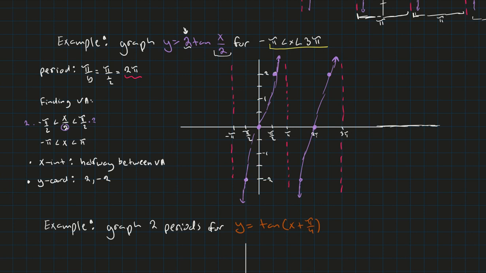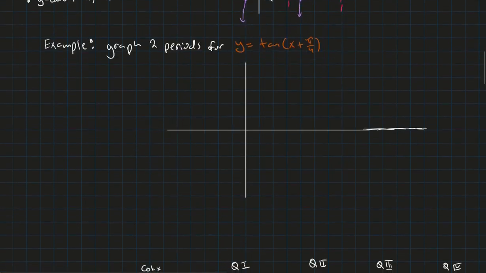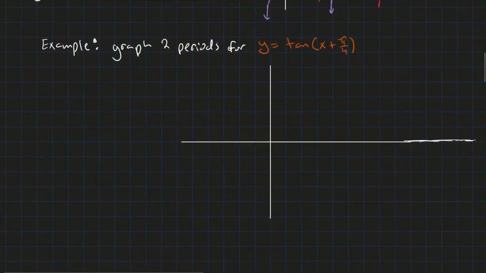All right, let's move on to the next one. So what do we got here? Graph two periods of y equals tangent of x plus pi over 4. So it looks like we got a phase shift happening in this case. So here we go. Let's get this going. So period, well, the period looks like it's not changing. So period is just pi over 1, which is just pi.